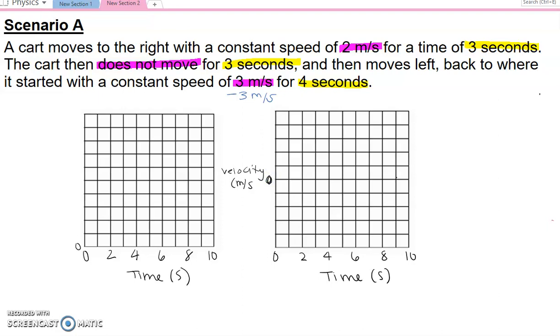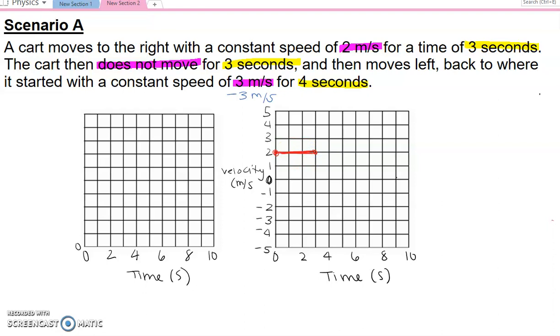I am now going to go up by 1s. These are all my negative values below 0, and count up in positive values above 0. Now I can use my red pen, and for the first 3 seconds, I'm traveling at 2 meters a second. So here's 2, and that happens for 3 seconds. I'll draw my flat line.